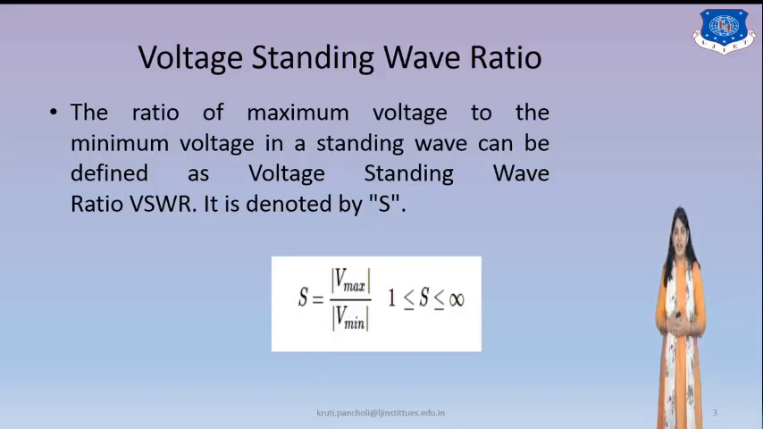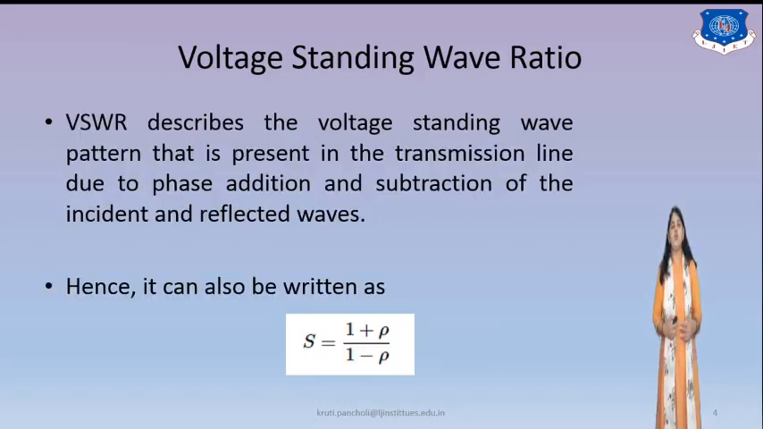That can also be defined as the voltage standing wave ratio, and it is written as VSWR. It is also denoted by S. So S is equal to Vmax upon Vmin, and the value of S lies between 1 to infinity. So what is the voltage standing wave ratio? It describes the voltage standing wave pattern that is present in the transmission line due to the phase addition and subtraction of incident and reflected wave.